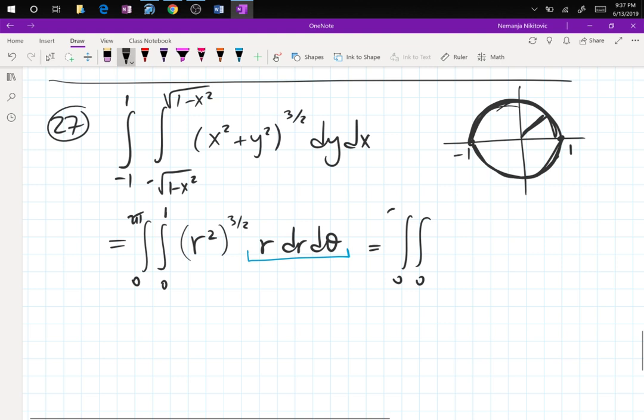And then we have r squared and over 2 cancels, so it's just r cubed times the other r is r to the 4, dr d theta, and from here is a joke to end this.